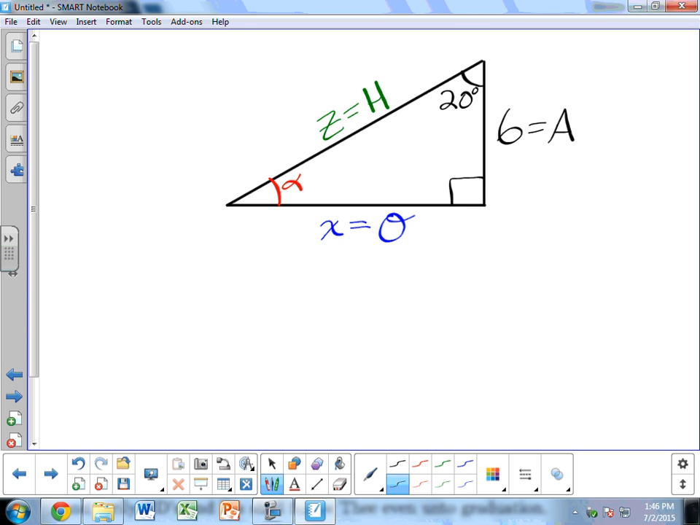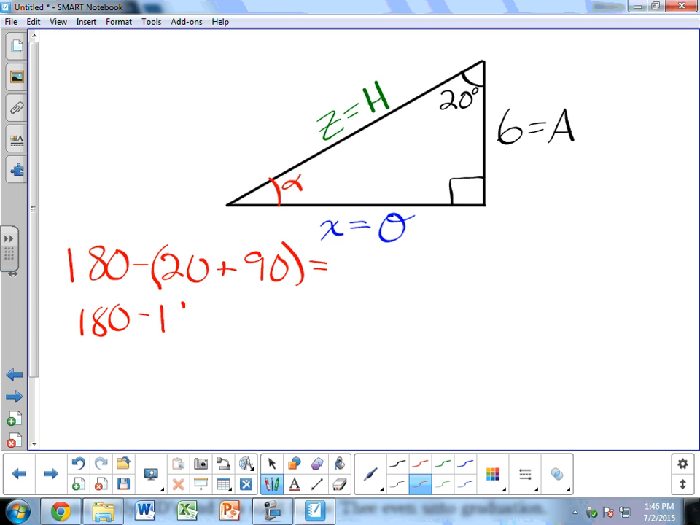Since alpha is the easiest one to find, let's find that one first. Again, we're going to take the total 180 degrees in a triangle and subtract the two angles that we know, which are 20 and 90. So 20 and 90 is 110, and 180 minus 110 should be 70, which makes sense because 70 and 20 equals 90. So there, we are one-third of the way done already.